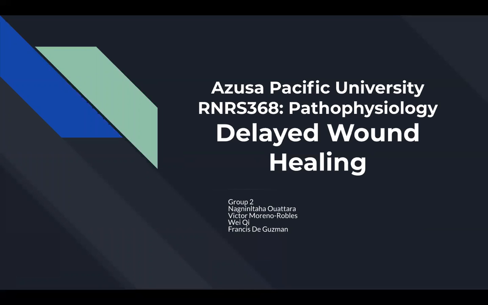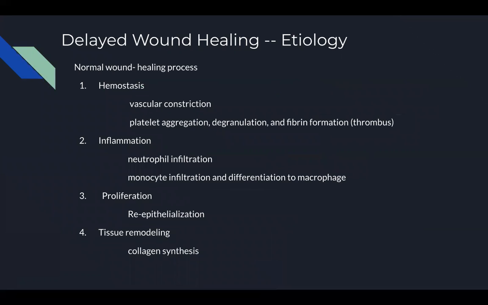Well, group two, and our topic is delayed wound healing. Next. Okay. So there's the normal wound healing process in four phases. The first one is hemostasis, and the second one is inflammation. The third one is proliferation, and the last is tissue remodeling.